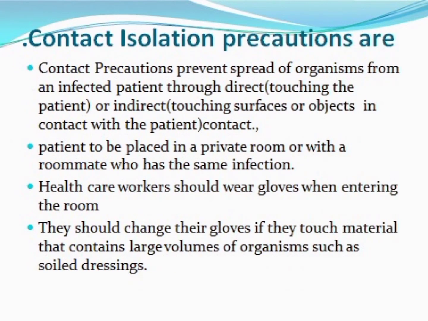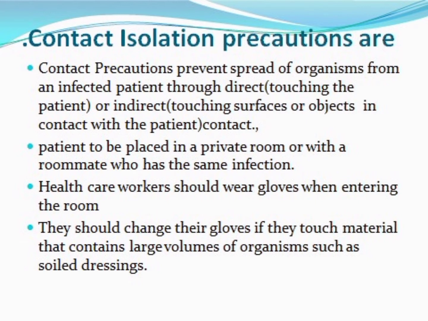And next one is contact isolation precautions. Contact precautions prevent spread of organisms from an infected patient through direct touching of the patient or indirect touching of surfaces or objects in contact with the patient. Contact patients are to be placed in a private room or with a roommate who has the same infection. Healthcare workers should wear gloves when entering the room. They should change their gloves if they touch material that contains a large volume of organisms, such as soiled dressings.